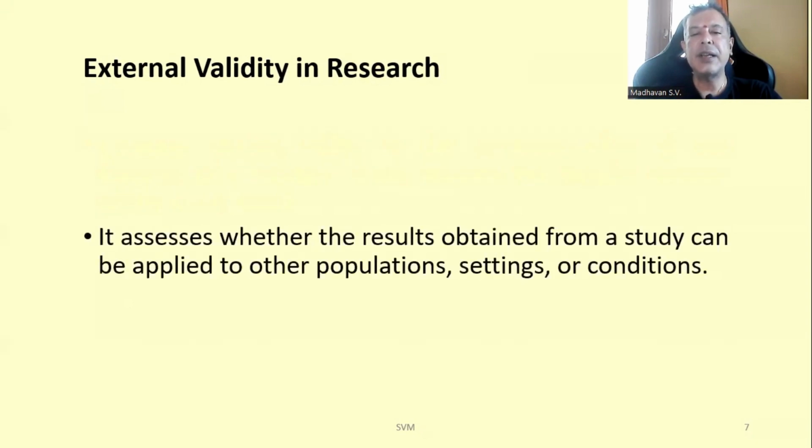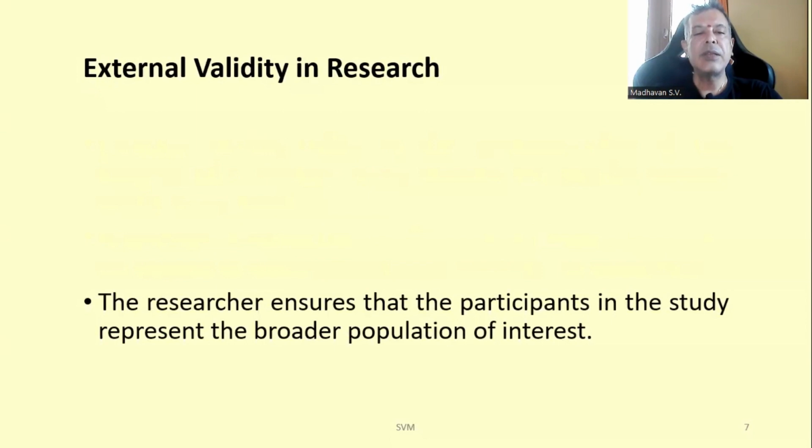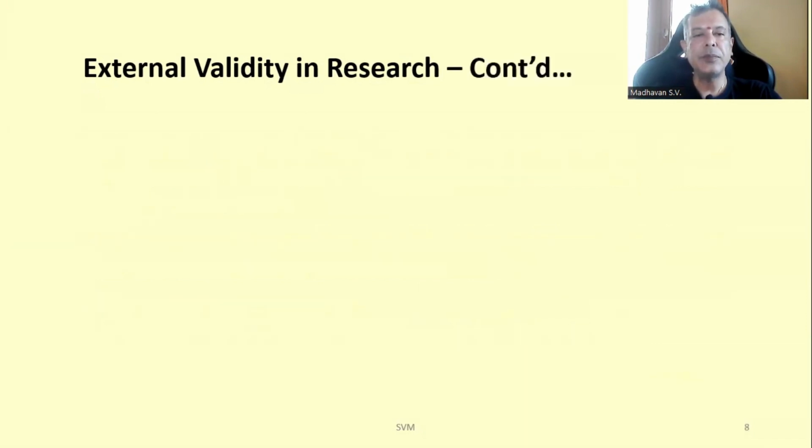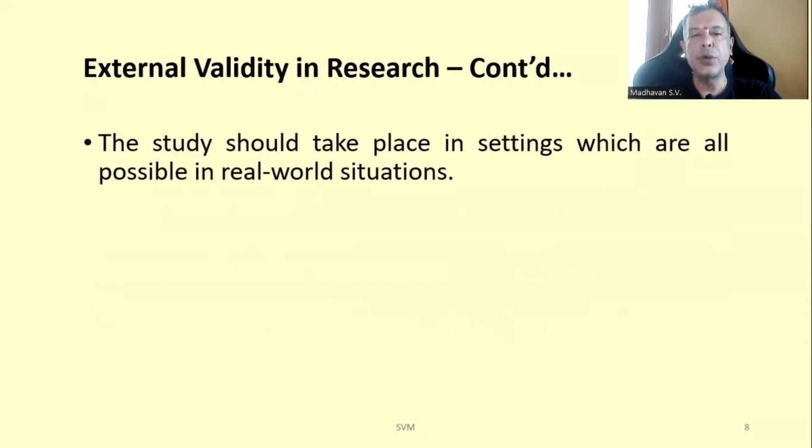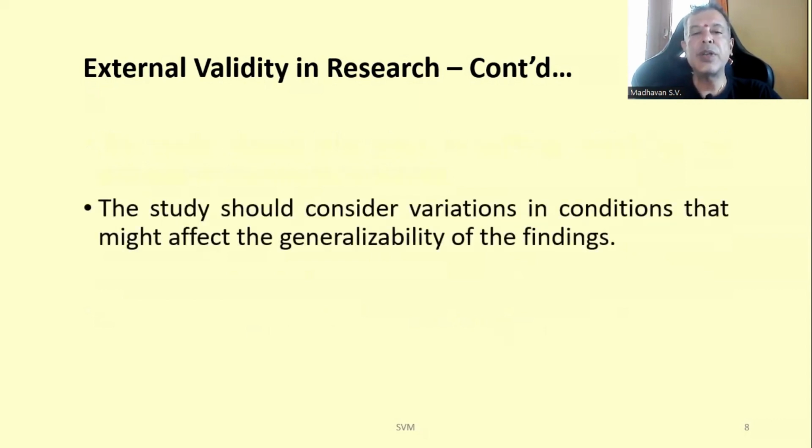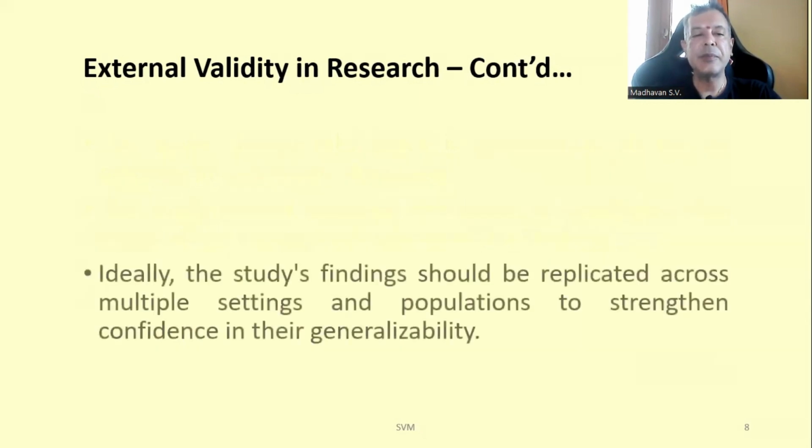It assesses whether the results obtained from a study can be applied to other populations, settings, or conditions. The researcher ensures that the participants in the study represent the broader population of interest. The study should take place in settings which are possible in real world situations. So initially you plan what is possible, and we may also need to do the experiment in those settings. The study should consider variations in conditions that might affect the generalizability of the findings.